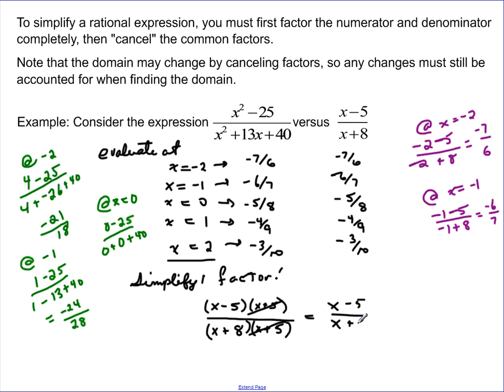The only place where these two expressions are not equal is where x is equal to negative 5, because if we substitute negative 5 into the original, we get an undefined expression, even though in the reduced expression we don't get a 0 in the denominator. In order for both expressions to be completely equal, they have to be equal everywhere except at negative 5. So our simplified expression would simply be x minus 5 over x plus 8, as long as x is not equal to negative 5.